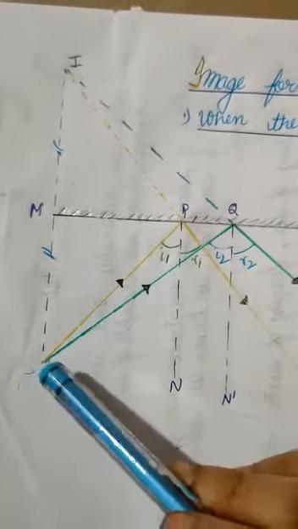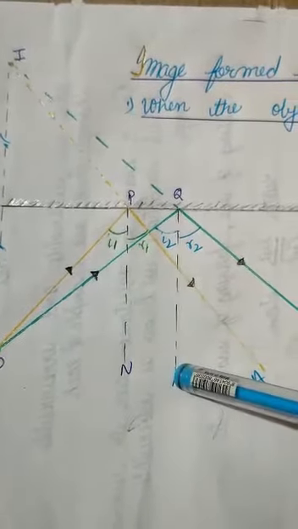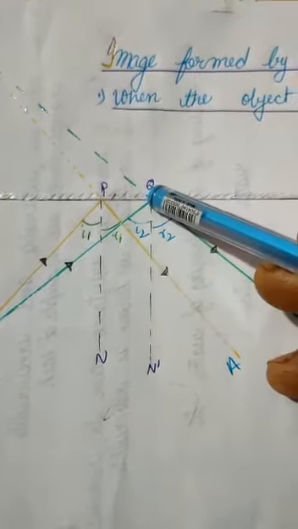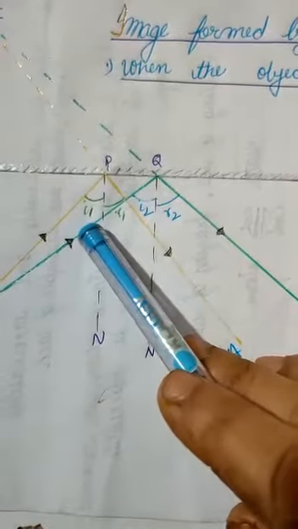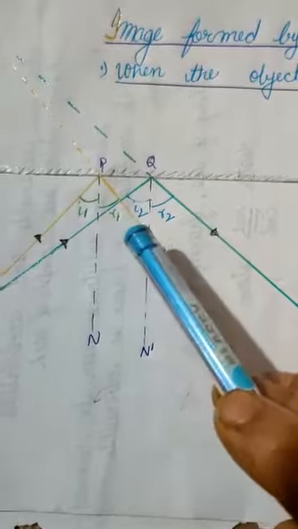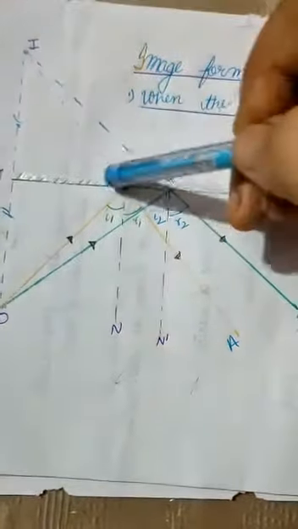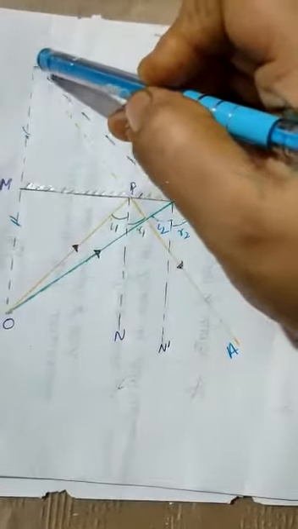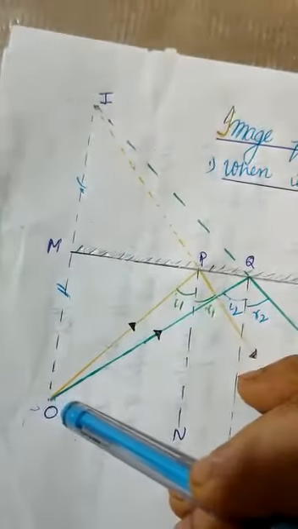Now consider the second ray OQ. Angle OQN dash is equal to angle N dash QB, means I2 is equal to R2. Again children, angle I1 is equal to angle R1 and angle I2 is equal to R2. When PA and QB are extended backward, both lines meet at the point I behind the mirror. This is the place where the image of the object O is formed.